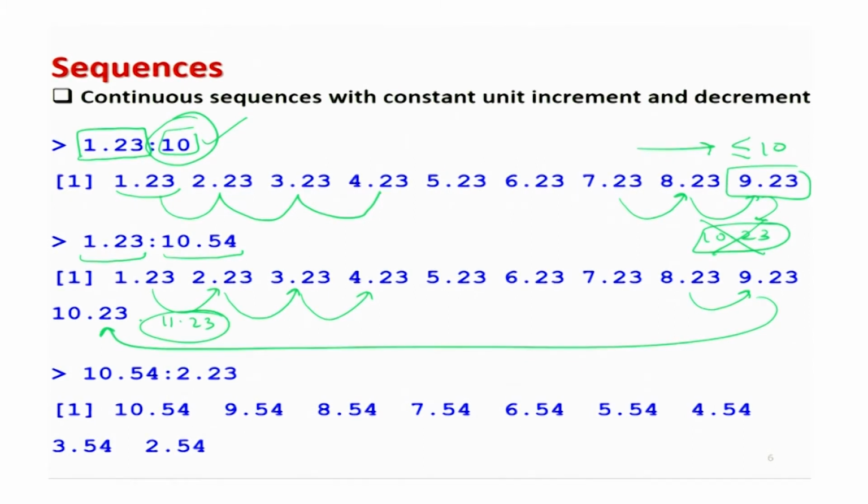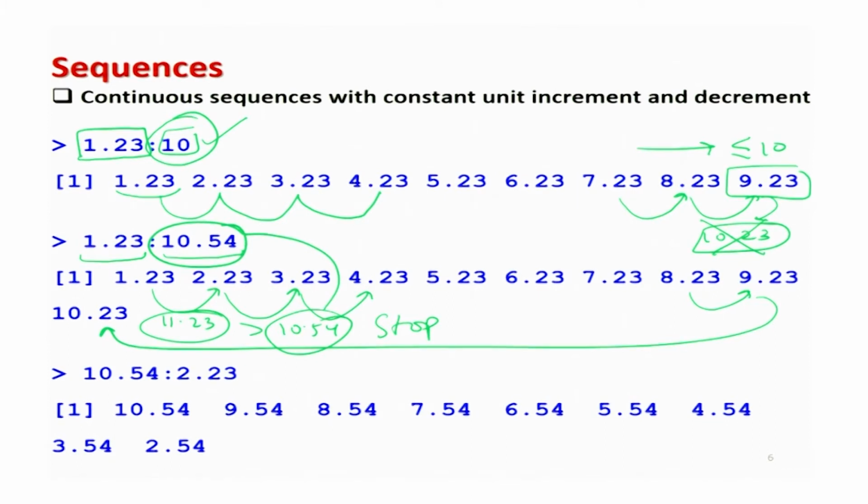But you can see here that this value is greater than the last value, 10.54, which is given here. So that is why the program will stop here and it will not go to 11.23. Instead of going up to 10.54, it is stopping at 10.23. So this is how R works.